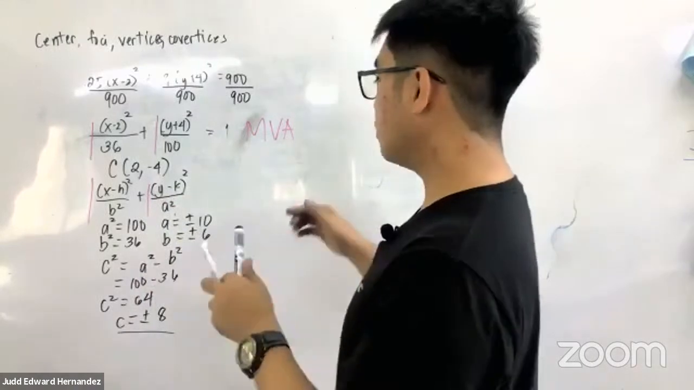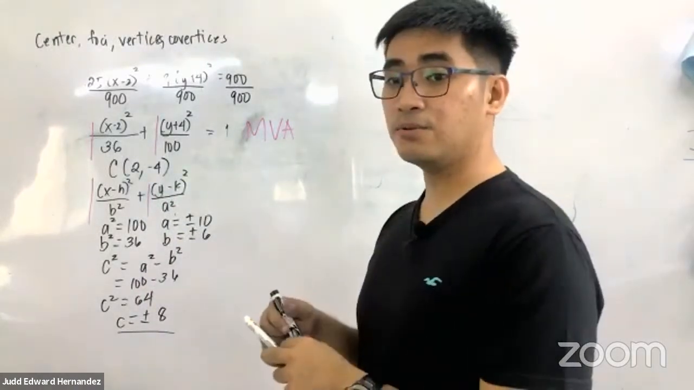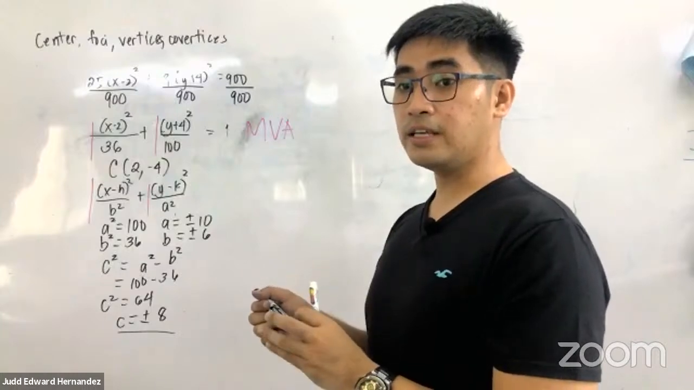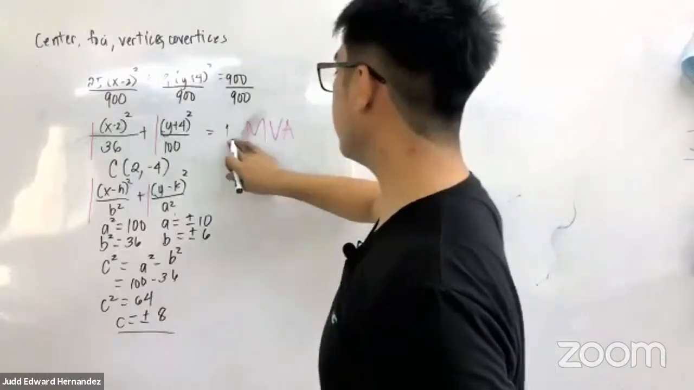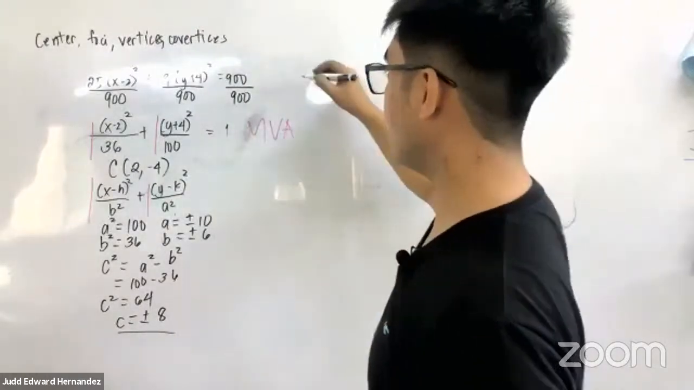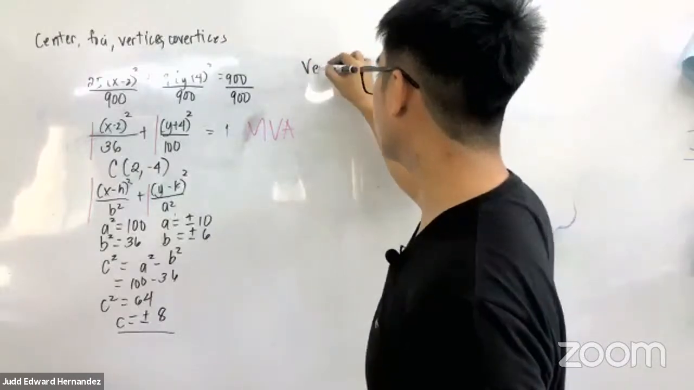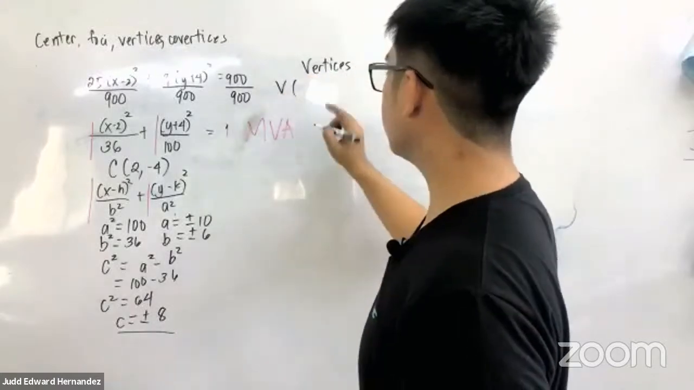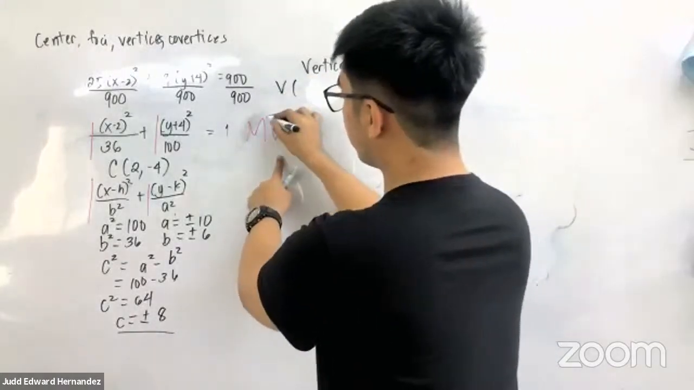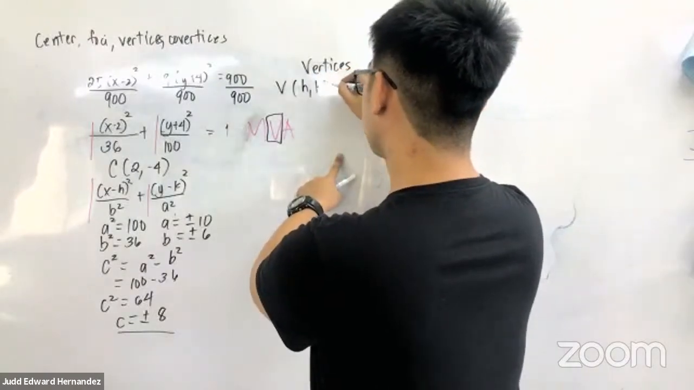So, if we now have A, B, and C, we're now ready to solve for the foci, vertices, and the co-vertices. So, sulat muna natin ulit yung formula. Sabi natin MVA daw. Kung MVA yan, yung vertices niya, so sa vertices tayo, therefore, this becomes V. That is equal to H, K plus minus A. Therefore, vertical yung gagalawin natin.